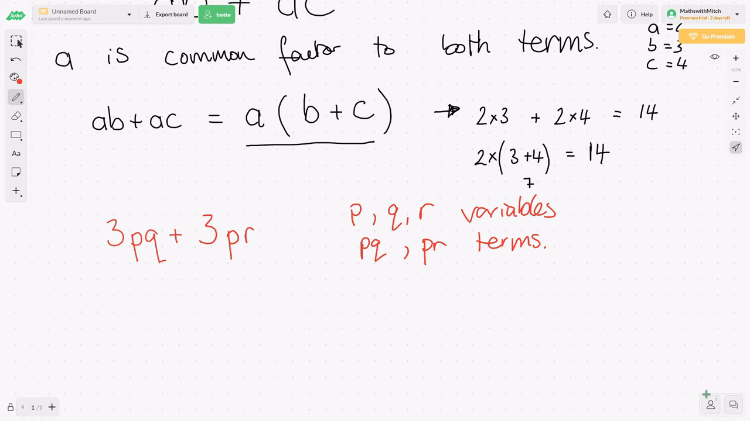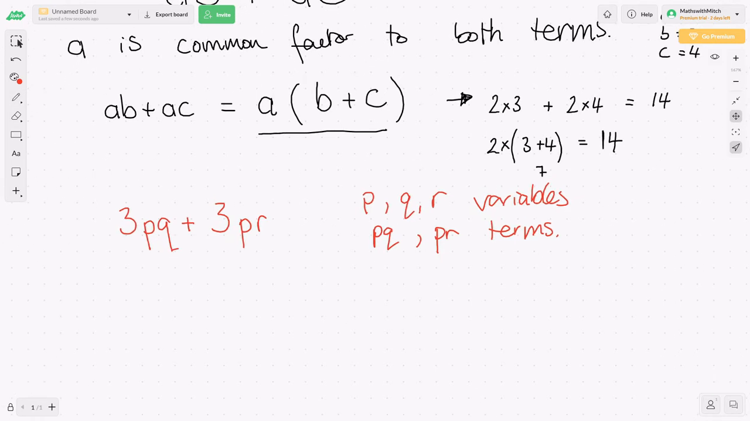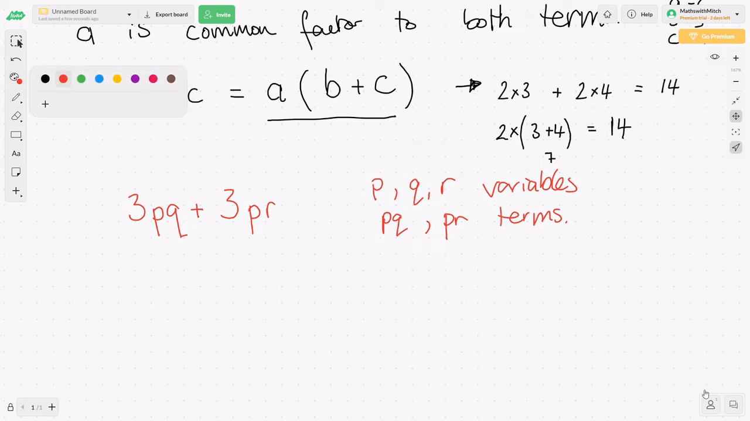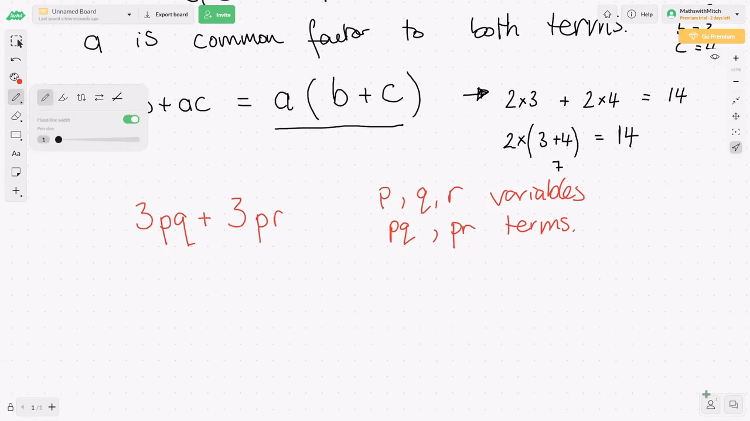So let's do some tests. Are they like terms? No, they're not, because they've got different variables in them. But are they similar terms? Well, we can say yes, because they have P as a common factor. Now in this instance, not only do they have P as a common factor, but they've got 3 in the coefficient also as a common factor. So rather than just thinking of taking P out, we can actually take 3P out as the common factor. So we can now say that 3PQ plus 3PR has 3P as the common factor.